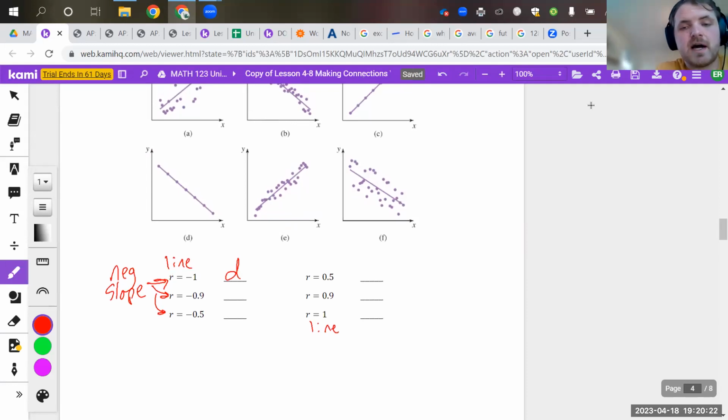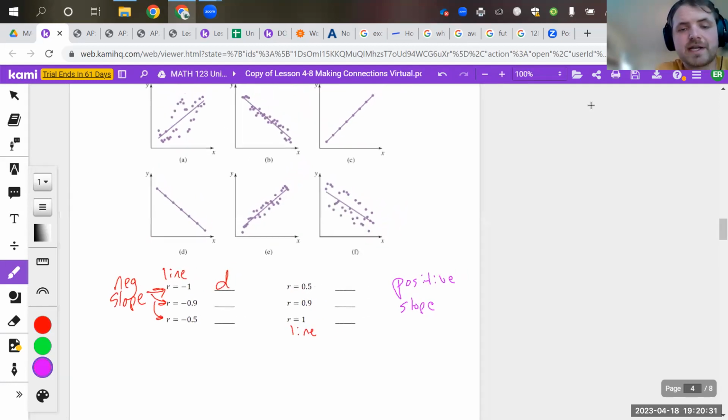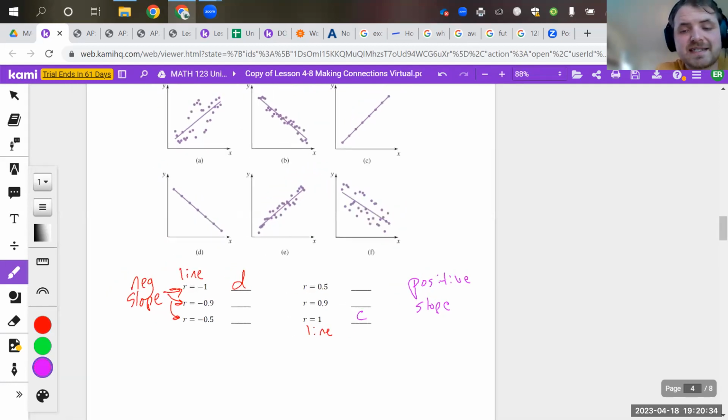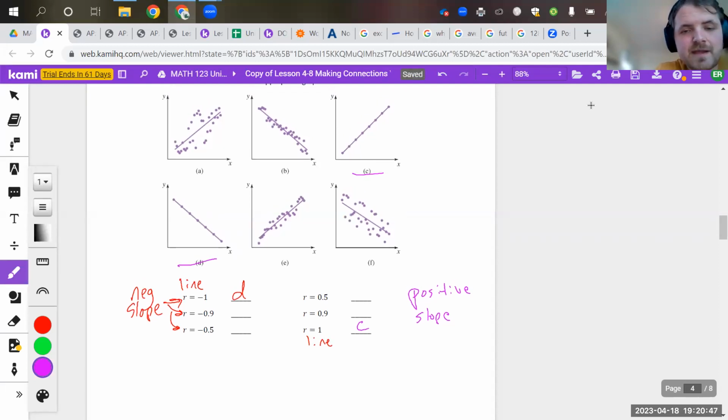Okay. If those are negative slopes, what these mean by being positive over there is that these are positive slopes. And so then R equaling 1 would be your C graph right there. Okay. Now, from here, it gets a little bit more tricky. So I'm just going to cross out D, cross out C. As I look at A and E, they're pretty similar. They both are going up. They both have a positive slope.